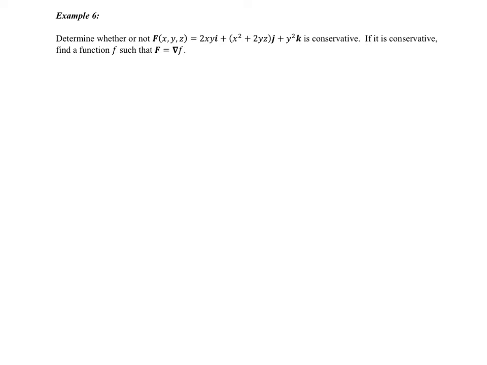This is section 13.5, and we have our last example in our notes, which is example 6, and we're going to determine whether or not the vector f is conservative. So we're going to calculate the curl of f. Okay, I'm going to fill out each of these parts really quick, so I'm going to pause and then come right back.